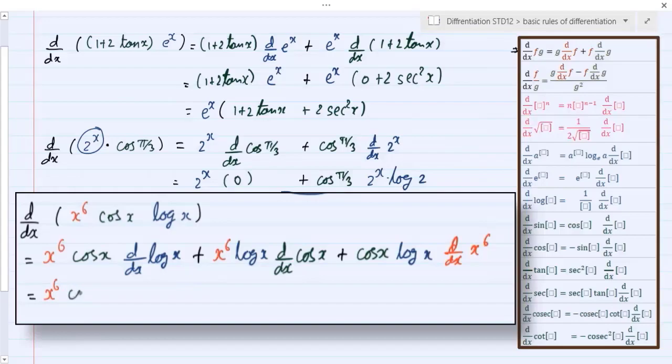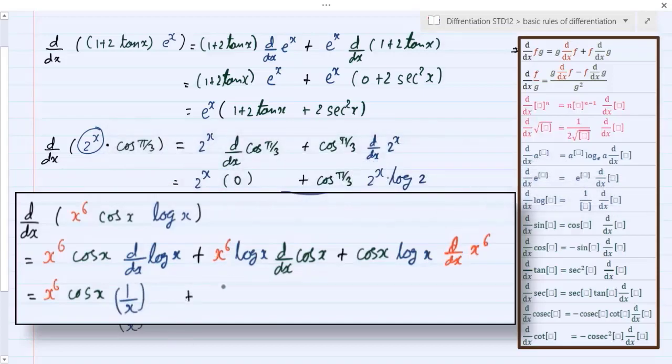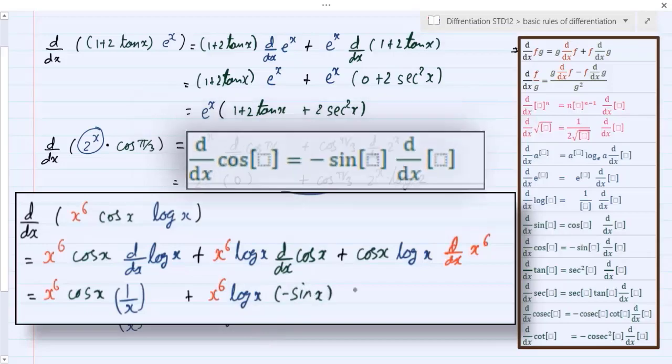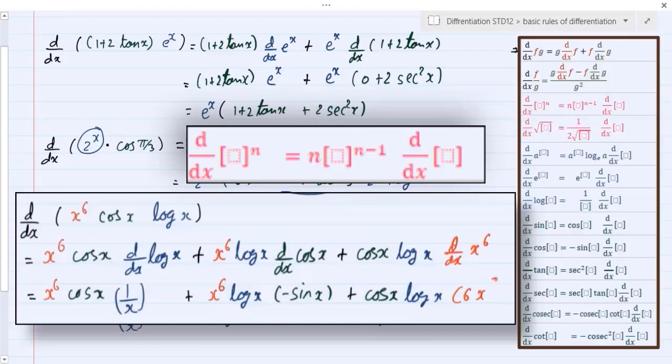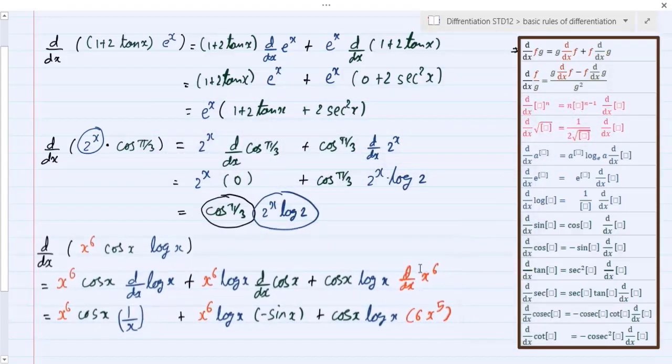x^6 cos x is as it is. Differentiation of log x is 1/x, plus in the second term x^6 and log x are as they are. We have to differentiate cos x, which is minus sin x, plus cos x and log x will be as they are. We have to differentiate x^6, which is 6x^5. Ta-da! You can consider this as your final answer. If you want, you can simplify.